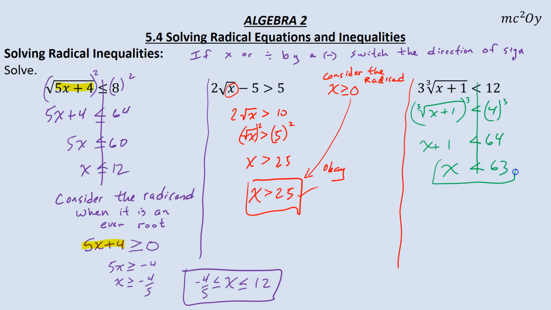Don't have to consider the radicand here. Remember, with an odd root, you can have a negative on the inside and no problem. So you don't have to consider the radicand on an odd root.